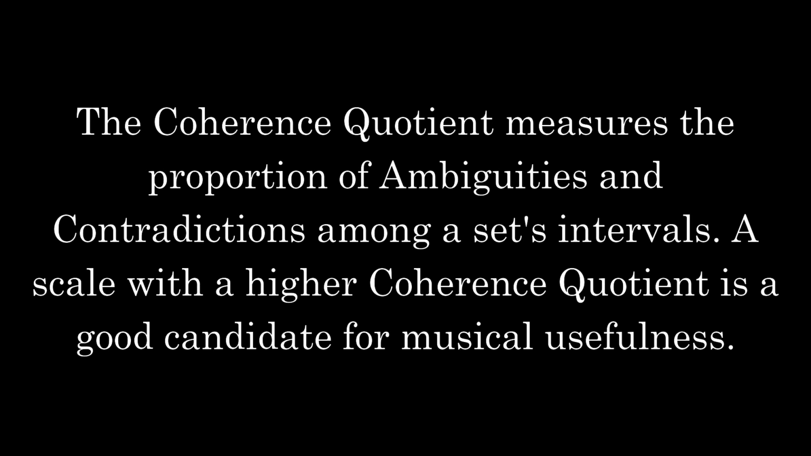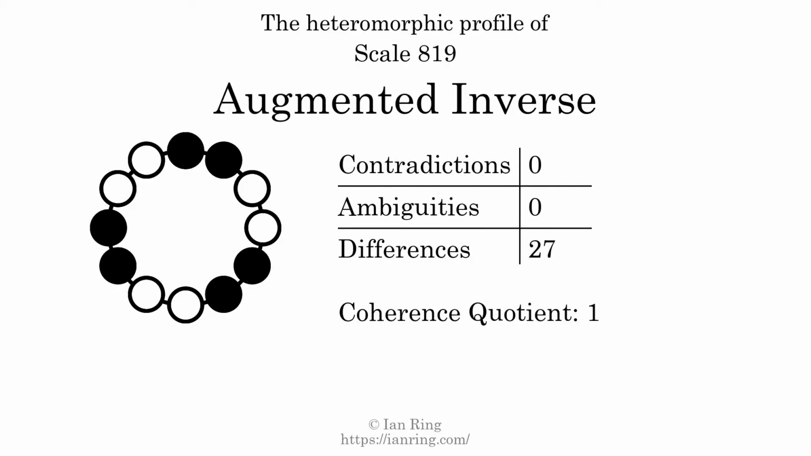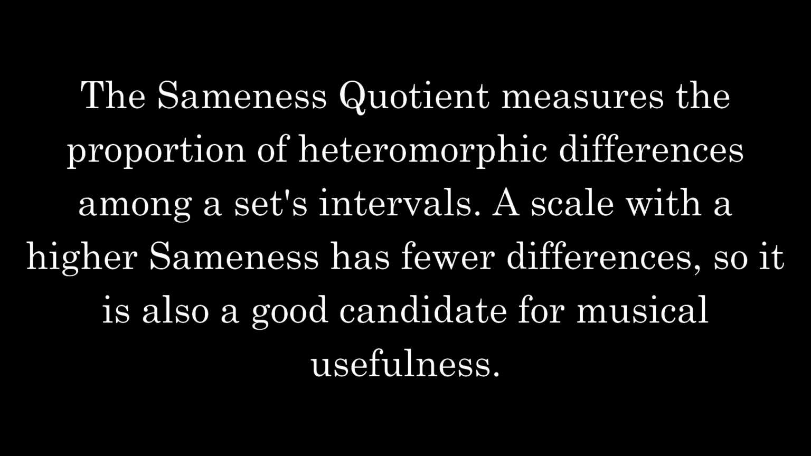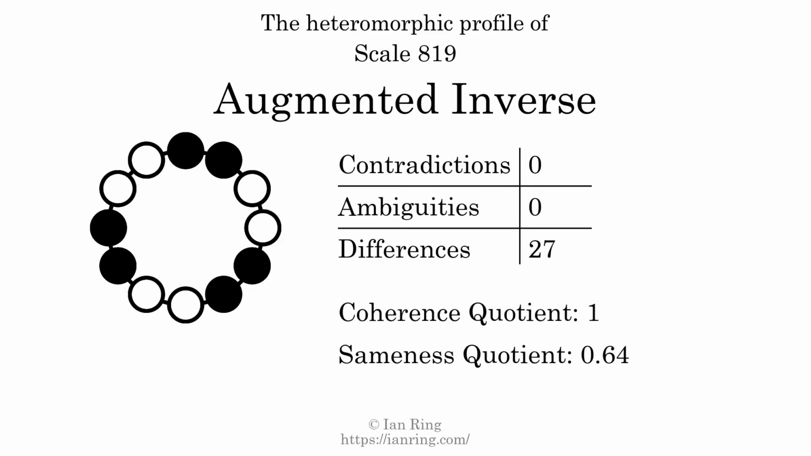The coherence quotient measures the proportion of ambiguities and contradictions among a set's intervals. A scale with a higher coherence quotient is a good candidate for musical usefulness. The coherence quotient is 1. The sameness quotient measures the proportion of heteromorphic differences among a set's intervals. A scale with a higher sameness has fewer differences, so it is also a good candidate for musical usefulness. The sameness quotient is 0.64.